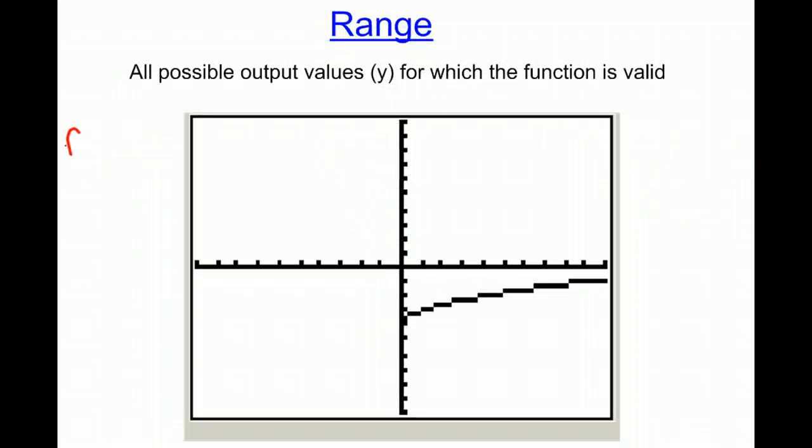Looking at our next one, again we have the parent function, f of x equals the square root of x. And we look at those y values again, -1, -2, -3, -4, -5. And we see that right here we have a value, but then the graph goes up. And we don't have any of these values down here. So we know that our range will be all real numbers such that f of x is greater than or equal to -4.